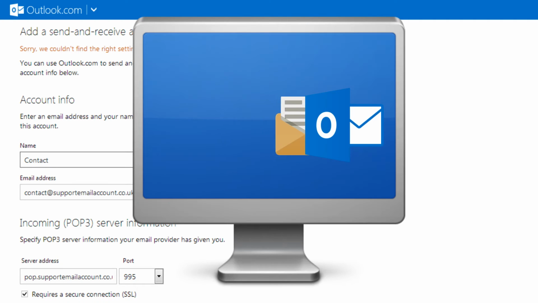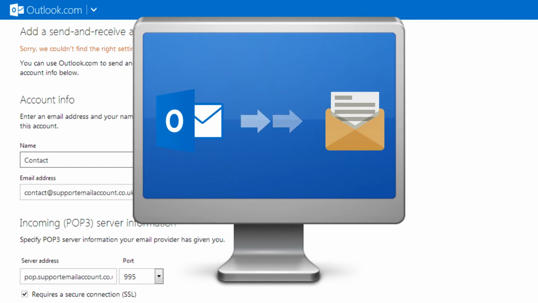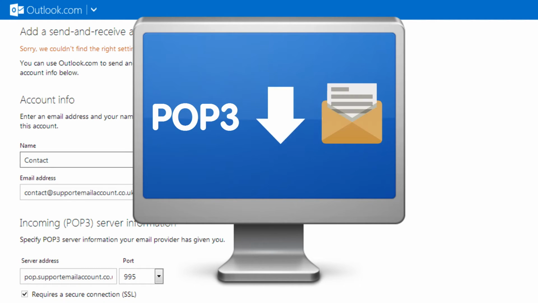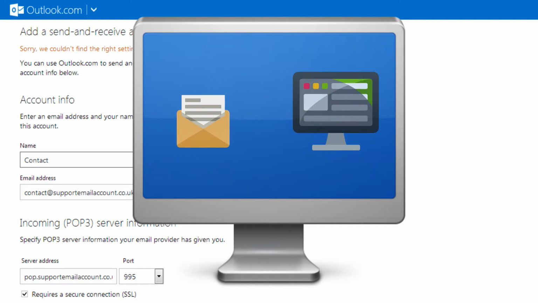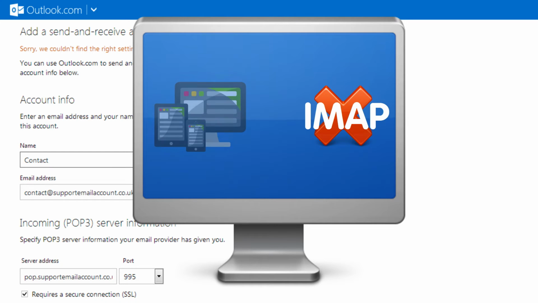To be able to view your email on Outlook.com, you will need to add the incoming server details. Outlook.com allows you to add your email account using the POP3 email protocol. POP3 downloads your mail as you view it on your email client. It is great for users who only want to access their mail from one email client. Outlook.com does not let you use the email protocol IMAP, which allows you to sync your email across multiple clients.